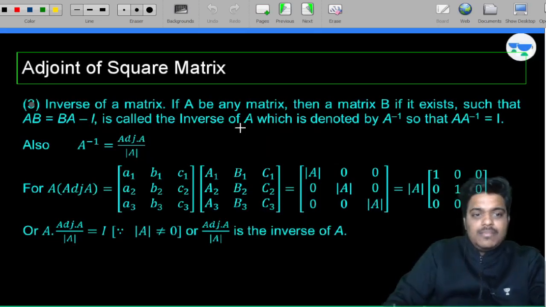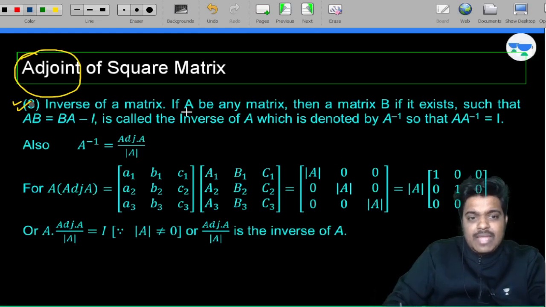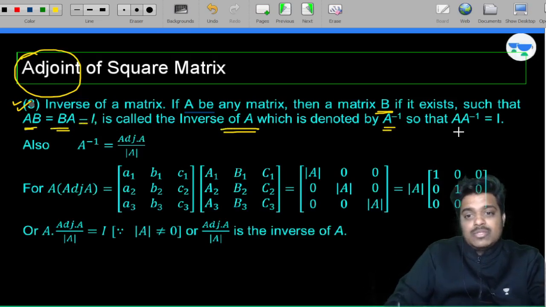See, we have already understood calculating the adjoint of a square matrix. So if A is any matrix, then B exists such that AB is equal to BA is equal to I. It is called the inverse of a matrix and denoted by A to the power minus 1, so that A into A inverse is I.